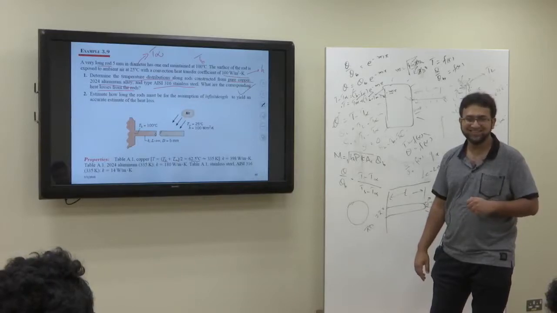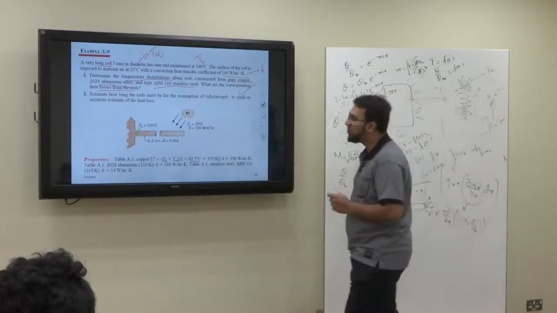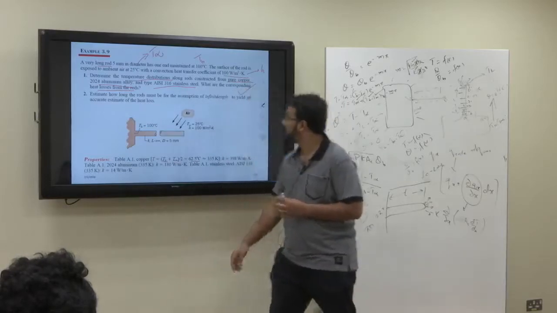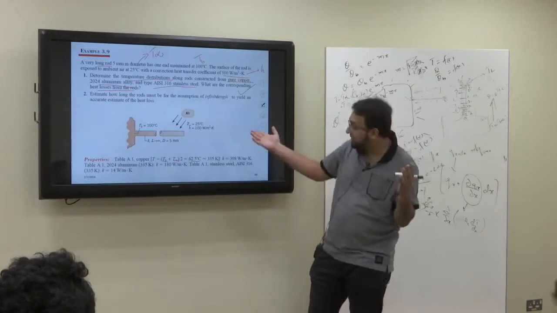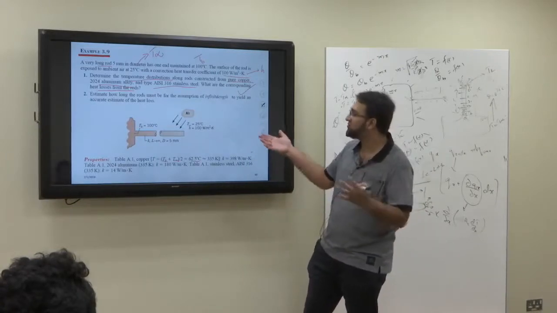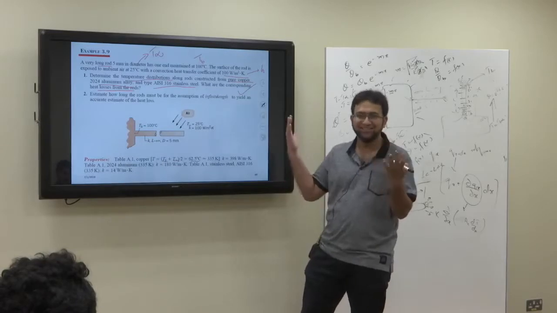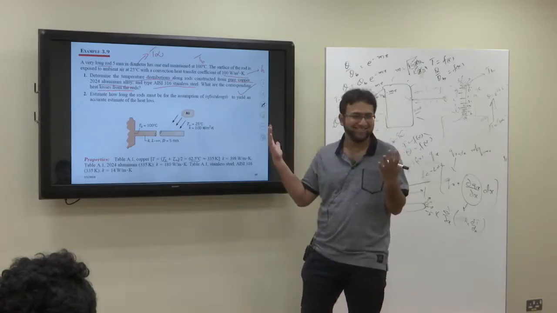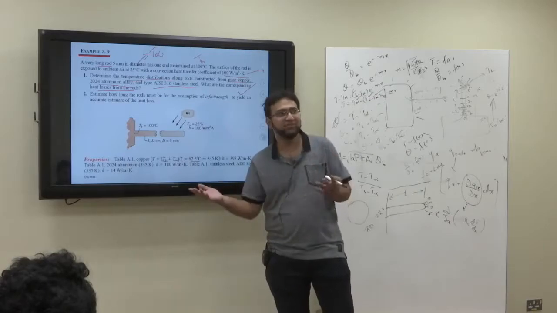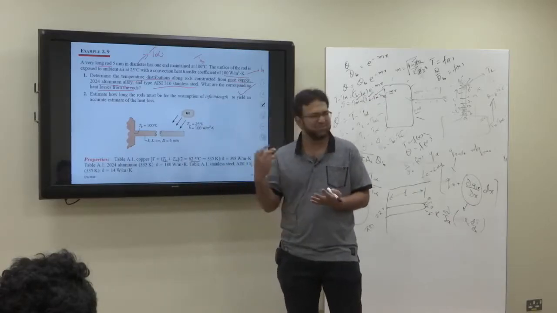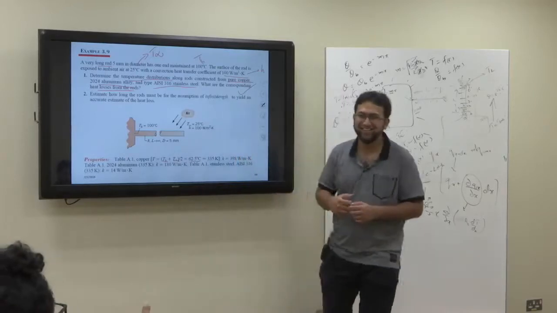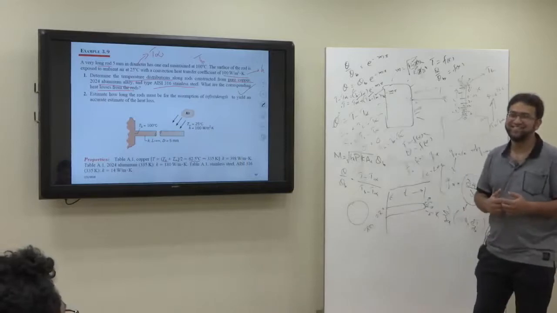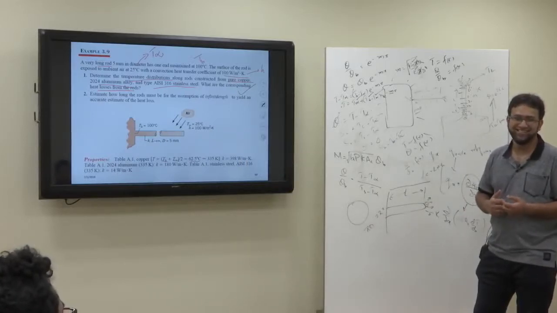Part two is interesting. See, estimate how long the rods must be for the assumption of infinite length. Read this statement. Estimate how long the rods must be for infinite length. Does this make any sense? Doctor, it must be zero, doctor. The temperature minus the temperature outside. Because the point of nothing. No?